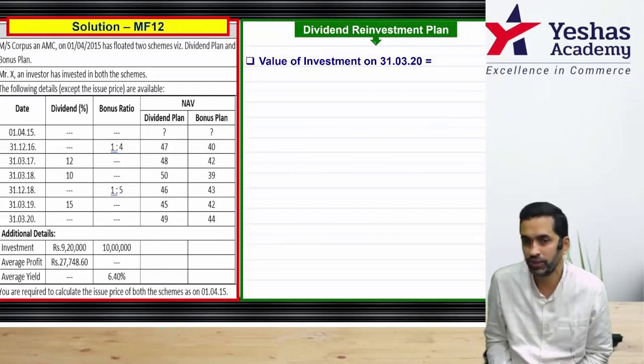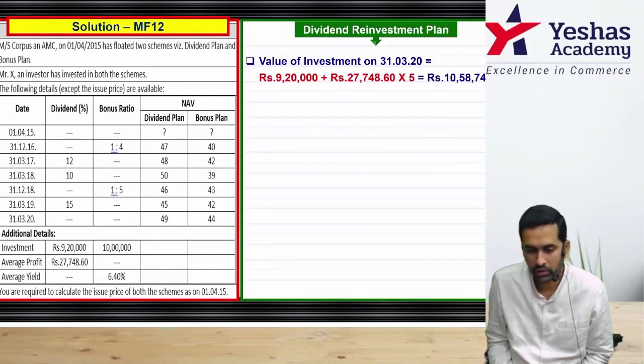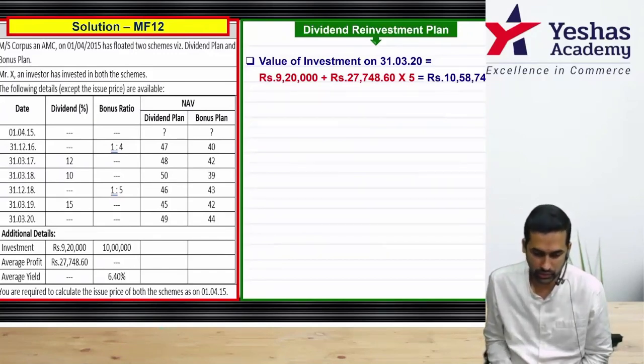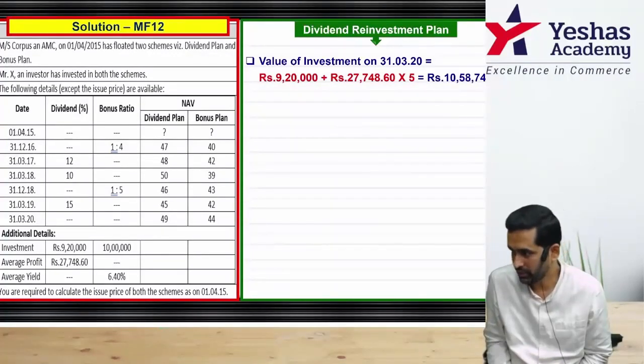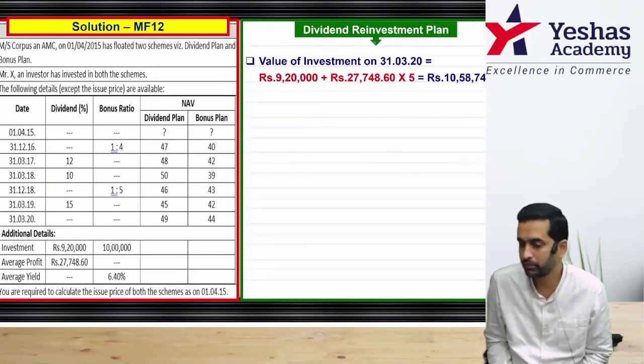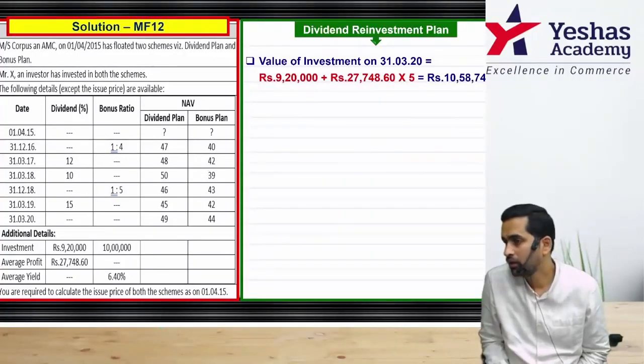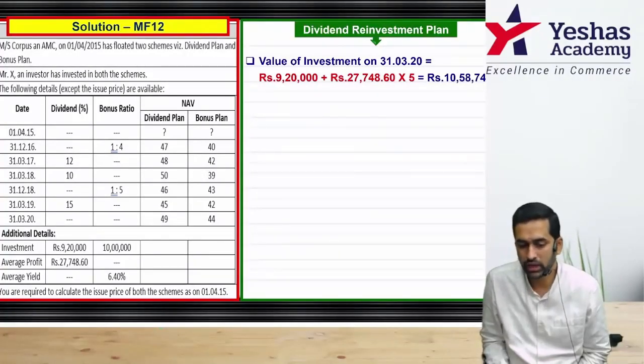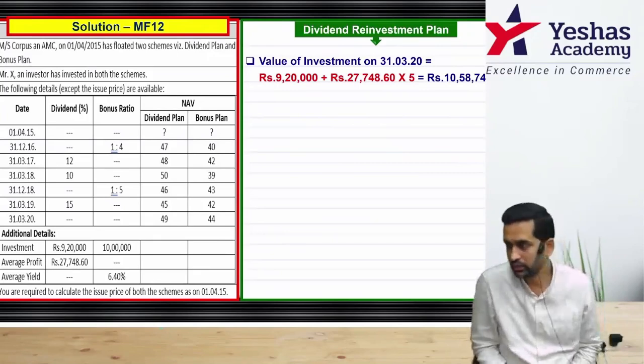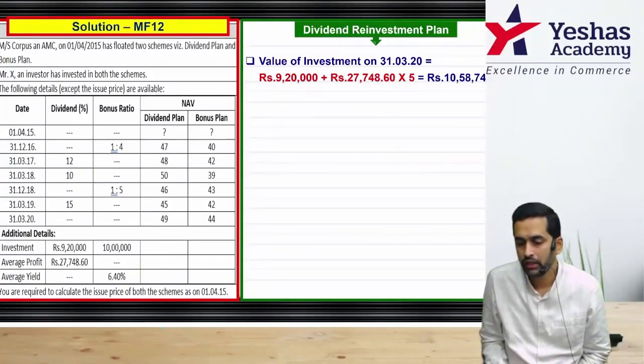This is like redemption value, correct? Is equal to, see what is there on screen. You invested 9,20,000 plus you made 27,748.6 average annual profit, and holding period is 5 years. Therefore, that into 5. So original cost plus profit is the closing value. 5 years because you started on 1/4/15 and ending on 31/3/20. Do we know the NAV on 31/3? 49 rupee. So if you divide by 49, you'll get to know how many units he has sold.